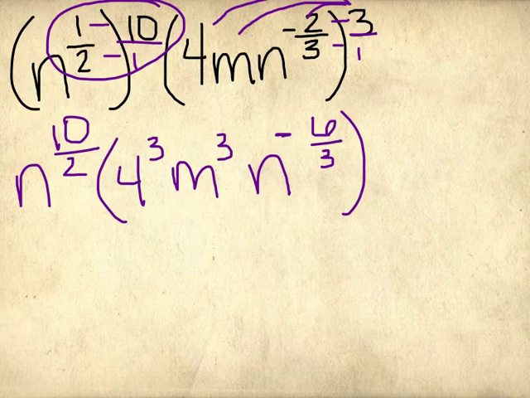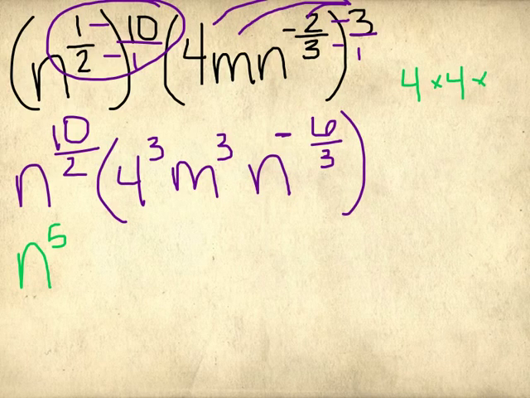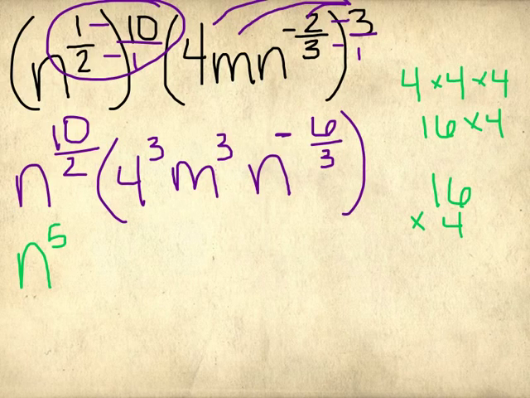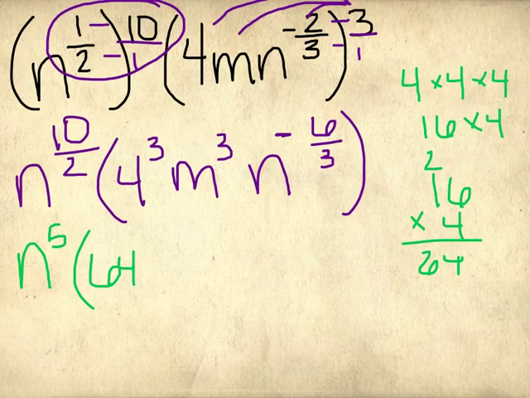Let's try to do a little simplification. 10 divided by 2 is going to be 5. 4 to the 3rd, that'll be 4 times 4 times 4, or 16 times 4. Let's write it out. 16 times 4, that'll be 24. 4 times 1 is 4, plus 2 is 6. So we have 64. M to the 3, that's perfectly fine. N to the negative 6 over 3, which would be negative 2.